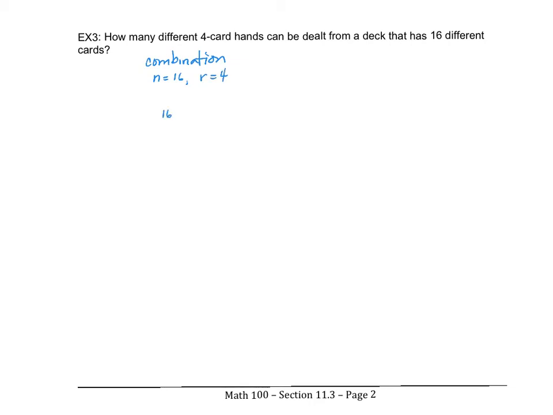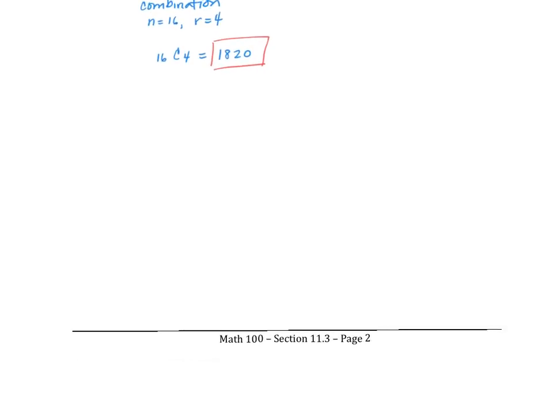This becomes 16C4. In a calculator, you should have 1820. If you're not using your calculator and you're doing this by hand, then you would have 16 factorial over 16 minus 4 factorial, times 4 factorial. So 16 factorial over 12 factorial times 4 factorial.